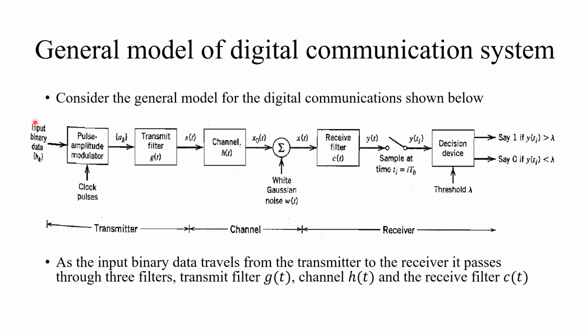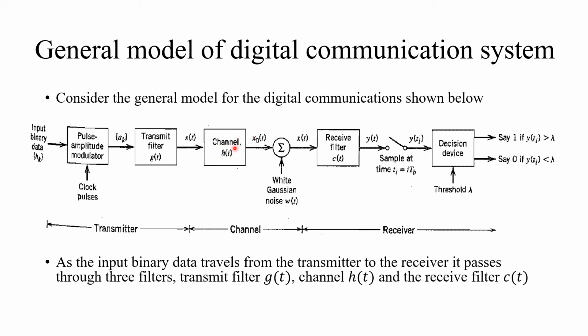Let us consider a general model of a digital communication system. In the block diagram, we have an input binary data represented by b_k, and a pulse amplitude modulator which has a carrier input of clock pulses, and the output is a_k, the modulated output. Then there is a transmit filter in the transmitter itself, having an impulse response of g(t). The output is s(t), the signal ready to be transmitted to the channel.